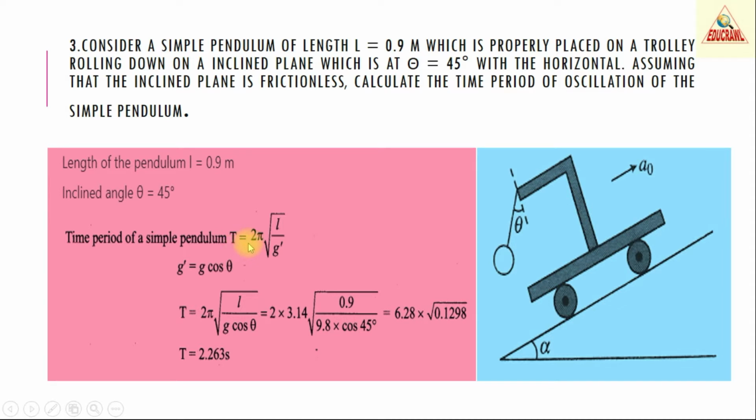Time period is given by T equal to 2 pi into square root of L by g dash, where g dash is equal to g cos theta. Since it is inclined at an angle theta, we are including g dash as g cos theta. So substituting this value, we have T equal to 2 pi into square root of L by g cos theta. Substituting the pi value, small g value, theta value, we have 2 into 3.14 into square root of 0.9 divided by 9.8 into cos 45. So substituting the values and simplifying, we get the time period as 2.263 seconds.